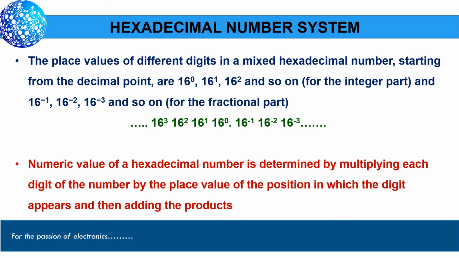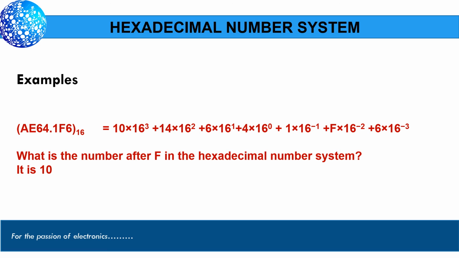The numeric value is calculated as mentioned here. Now see this example and understand the numerical value yourself. So a question arises, what number is after the number F in the hexadecimal number system? It is 10.